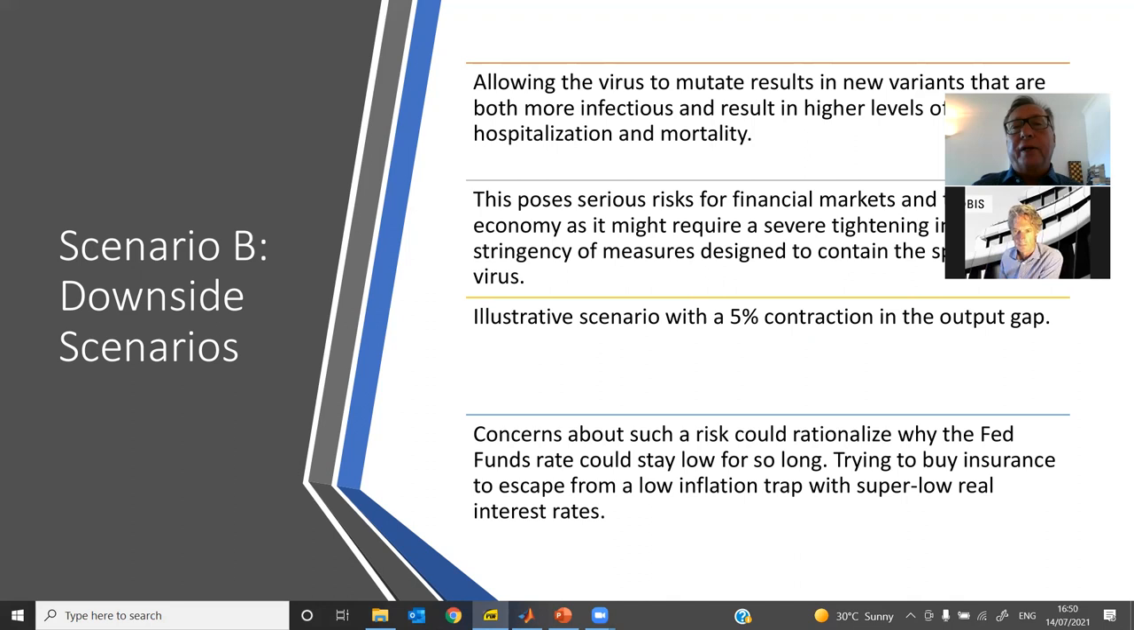But just imagine if something like that happens, we get Delta, Epsilon, we get something that's more infectious, which we already have in Delta, but we also get something that requires more hospitalization and unfortunately mortality, since it was really hospitalization and mortality that was driving the motivation for locking down economies. So just imagine we go back into that kind of world, but obviously not as disruptive. So I do a 5% shock here, a 5% contraction in the output gap. You could split it. You could say some of it is a shock to potential and some to aggregate demand. I haven't done that, but you could do that.